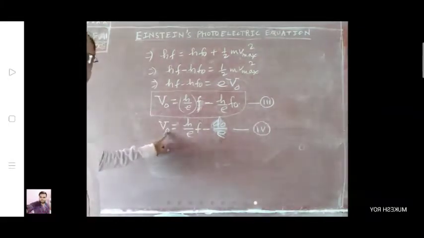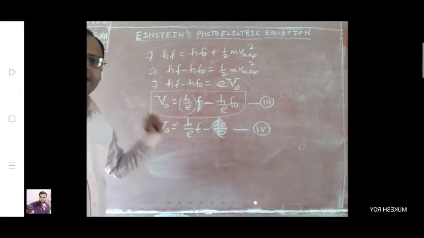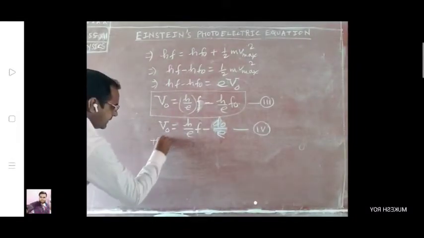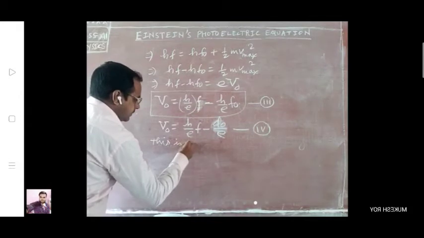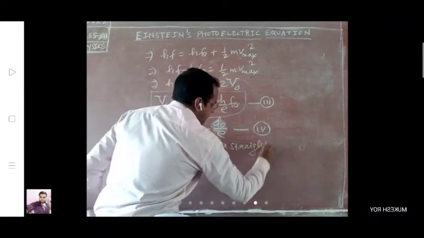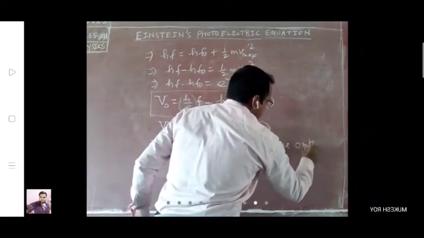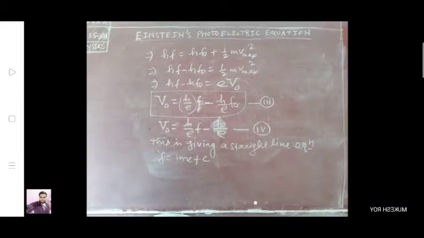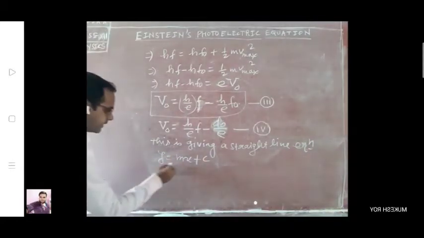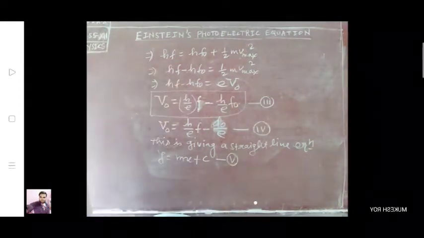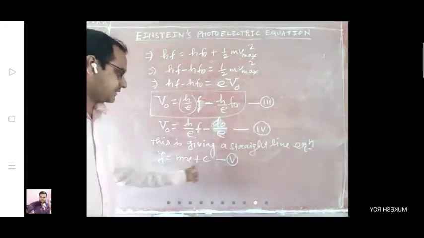More frequency, more stopping potential, more cutoff potential is there to stop that electron, right? So we will have a straight line equation. So I'm writing here, this is giving a straight line equation, y equals mx plus c. Mathematics students, y equals mx plus c. Can you say here what is this m and what is this c? This is equation number 5.